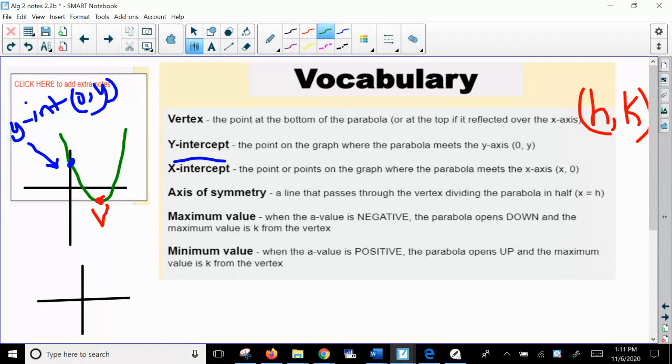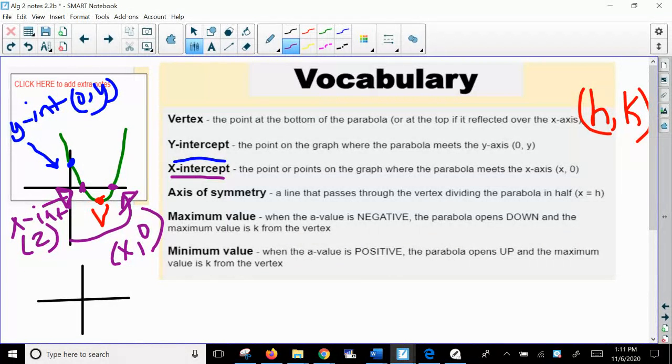The x-intercept is the points on the graph where the parabola meets the x-axis. Notice it says point or points, because a lot of times a parabola will touch the x-axis in two locations. So here we have two x-intercepts, here and here. The coordinates for the x-intercept is always x and then 0 for the y.